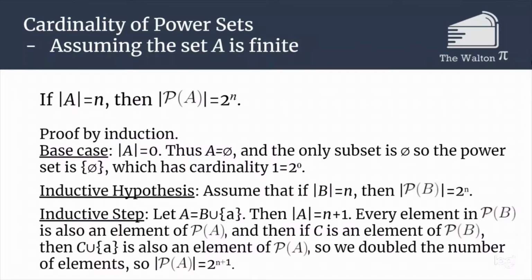So that means if C is an element of the power set of B, then C union the additional element that makes A bigger than B is also going to be a subset of A, because we had a subset of B unioned with our extra element a, which means that the overall new set, C union the set containing a, is a subset of our set A. Because we have now doubled the number of elements, since we can do that for every original element in the power set of B, we know that the cardinality of the power set of A is going to be 2 times 2 to the n, or 2 to the n plus 1.